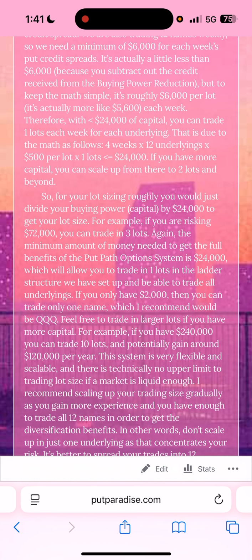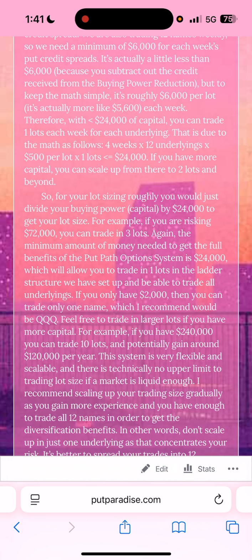So since we're getting right around 40 cents a trade in that area, $40, the way it works out, roughly 5,600 is actually the buying power reduction that week. But let's, for conservative reasons, just keep the math simple. Let's say it's $6,000 per week.